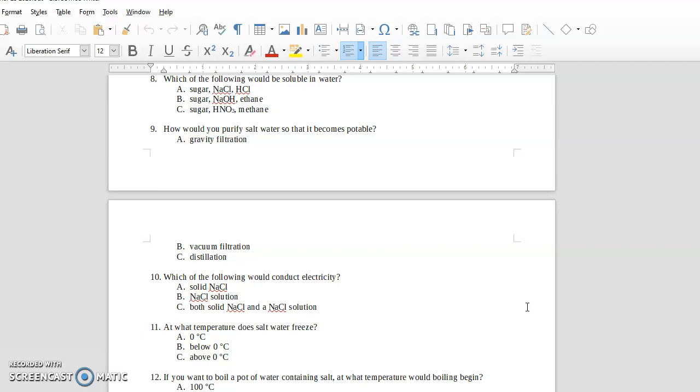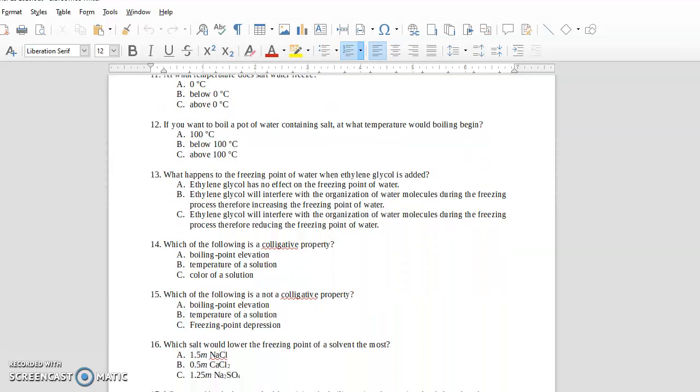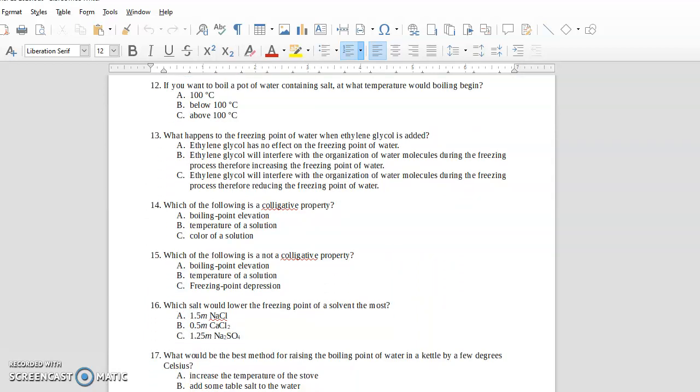Number 11, at what temperature would this salt water freeze? And that has to be below 0 degrees centigrade for B. Moving on to 12. You want to boil a pot of water containing salt. At what temperature would boiling begin? Well, it's boiling point elevation and freezing point depression. So a freezing point is below 0, and boiling point has to be above the normal boiling point, so it has to be above 100 degrees centigrade. So that would be C.